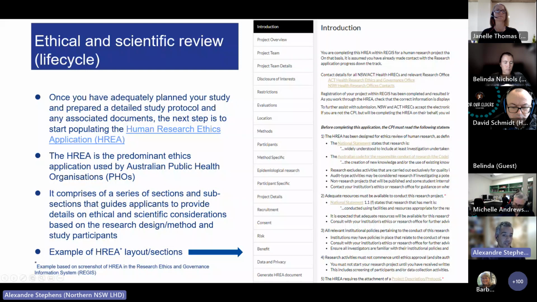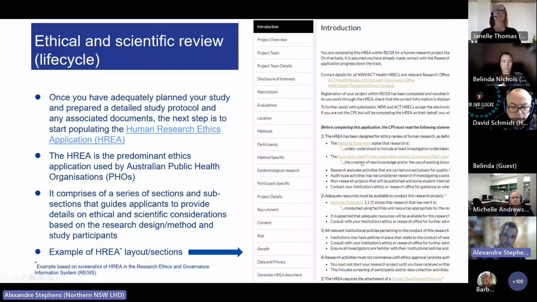So the HREA is the predominant ethics application used by Australian public health organisations. It was developed probably in 2014 by the NHMRC. I think it was released for live use in around 2016, and since then it's pretty much been adopted by all states and jurisdictions in Australia for use for public health organisation based research.